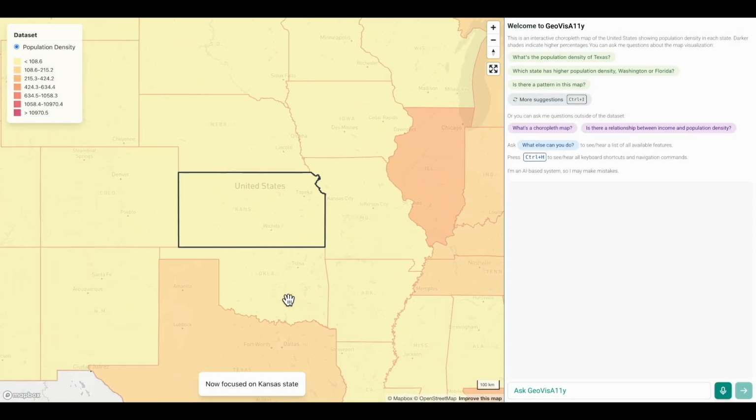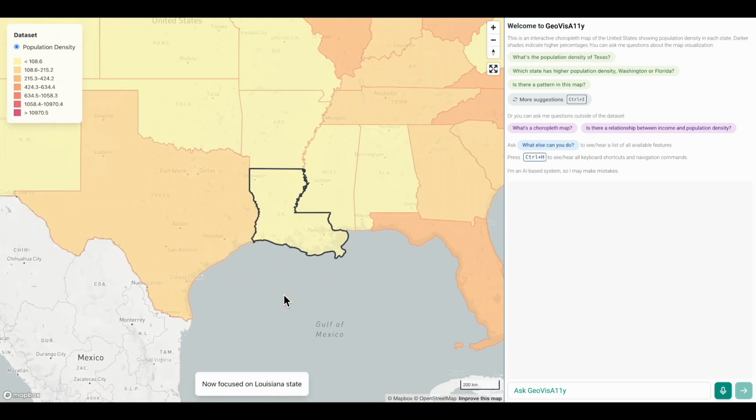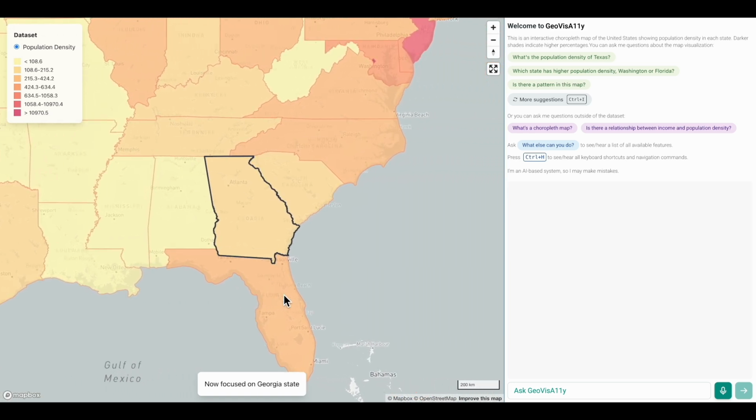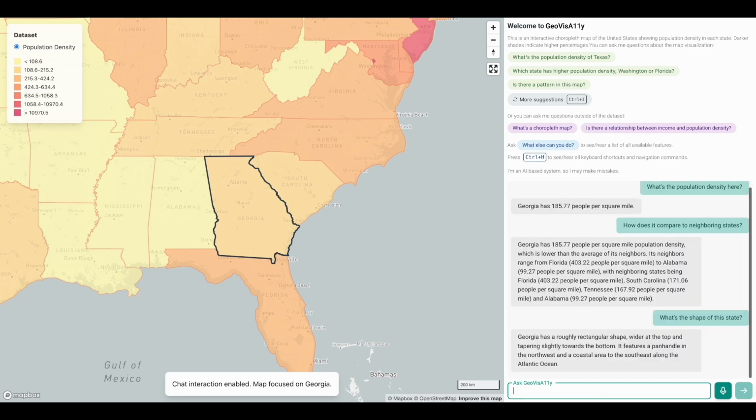To navigate the map, users can activate the map component by pressing Ctrl and M. They can then press the tab to focus on a state, then use the arrow keys to navigate between the states. Once users are focused on a specific state, they can ask questions like, what's the population density here? How does it compare to neighboring states? And what's the shape of the state?